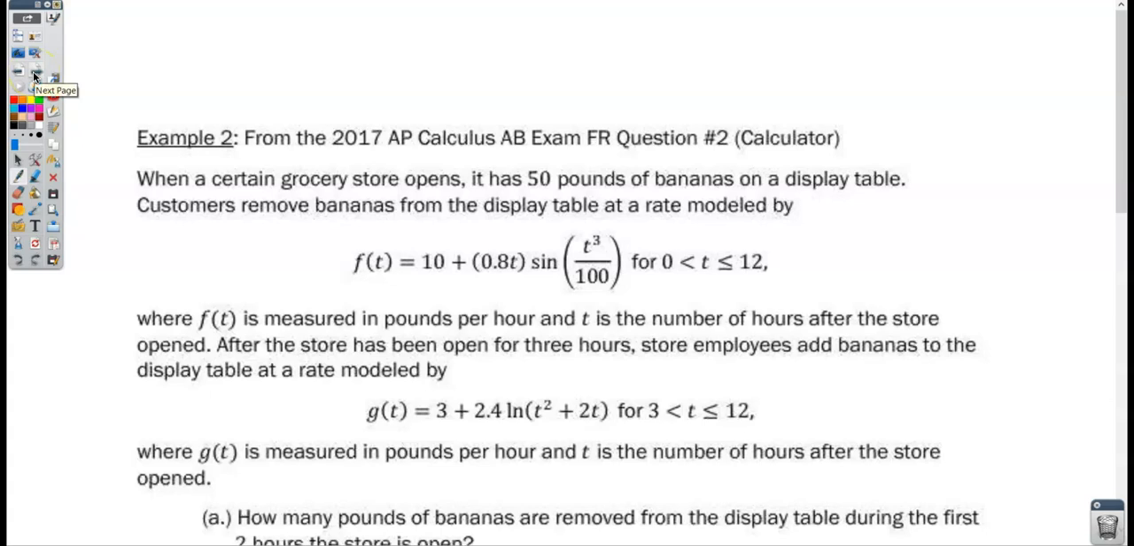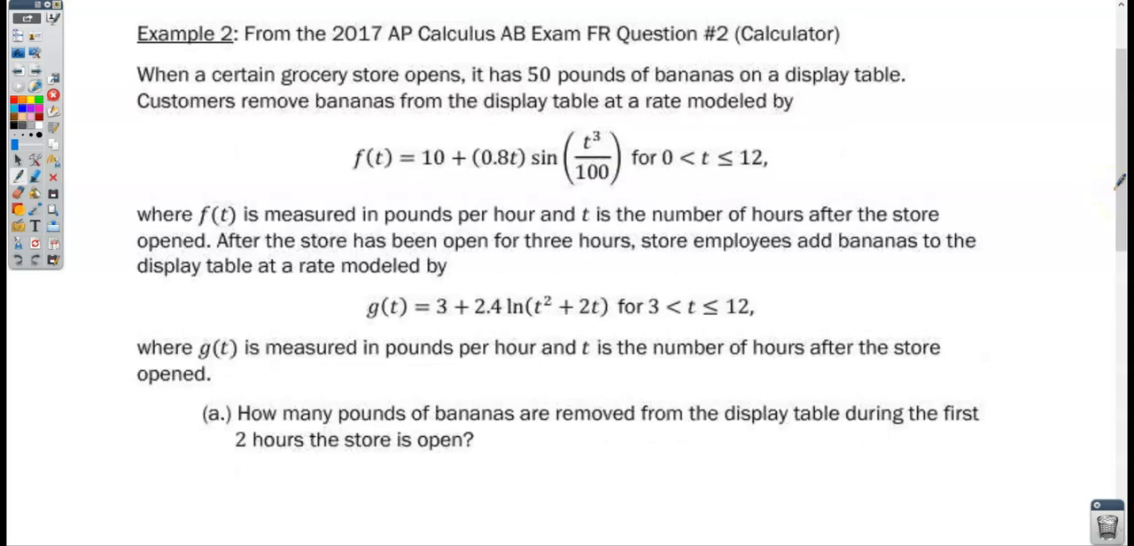Example 2 from the 2017 AP Calculus AB exam, free response question number 2, calculator. When a certain grocery store opens, it has 50 pounds of bananas on a display table. Customers remove bananas from the display table at a rate modeled by f of t for time 0 to 12, where f of t is measured in pounds per hour and t is the number of hours after the store opened. After the store has been open for 3 hours, store employees add bananas to the display table at a rate modeled by g of t for 3 to 12, where g of t is measured in pounds per hour and t is the number of hours after the store opened.